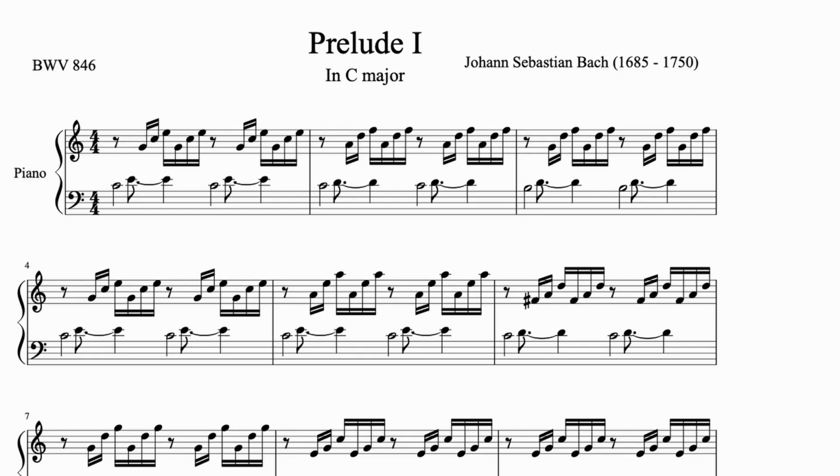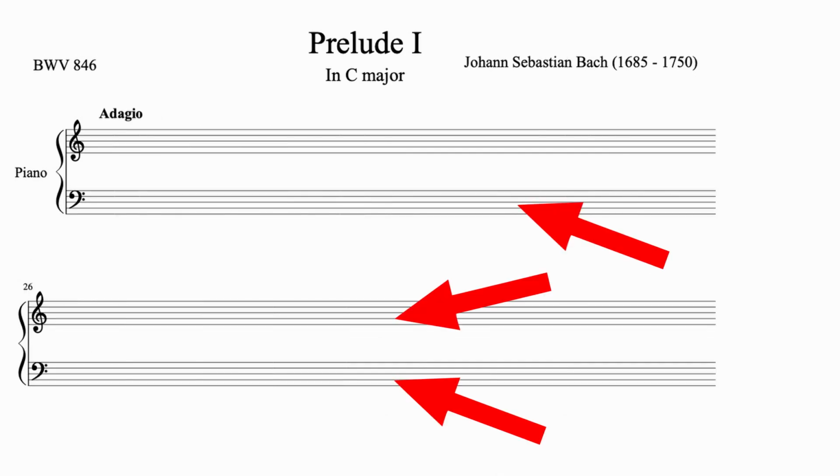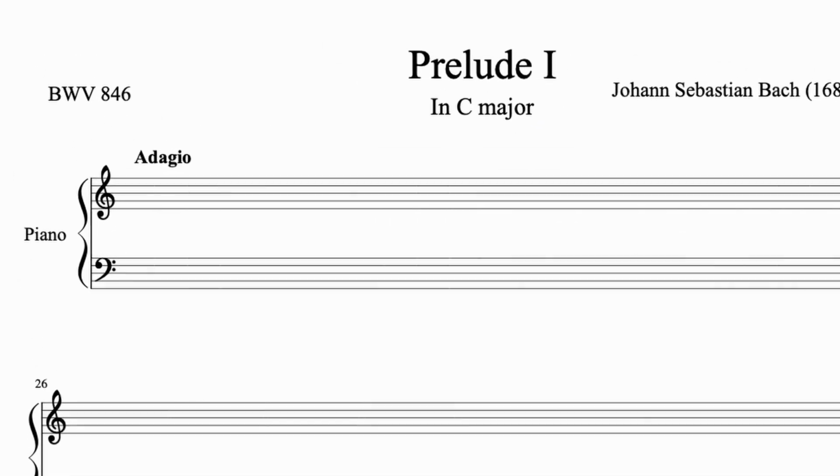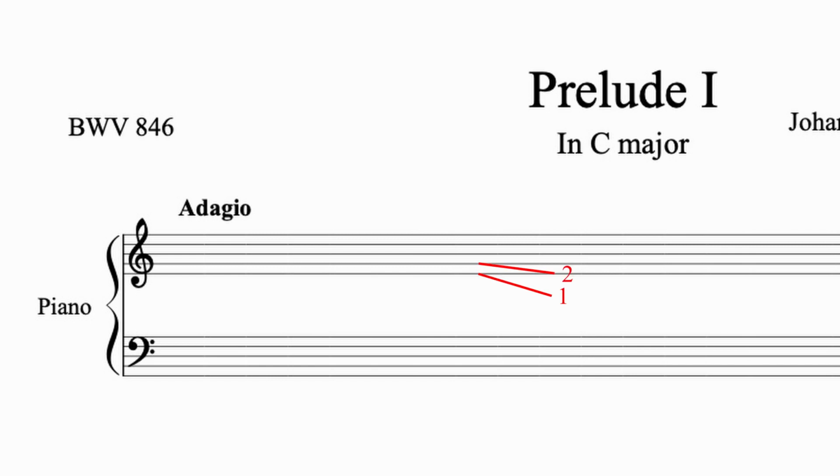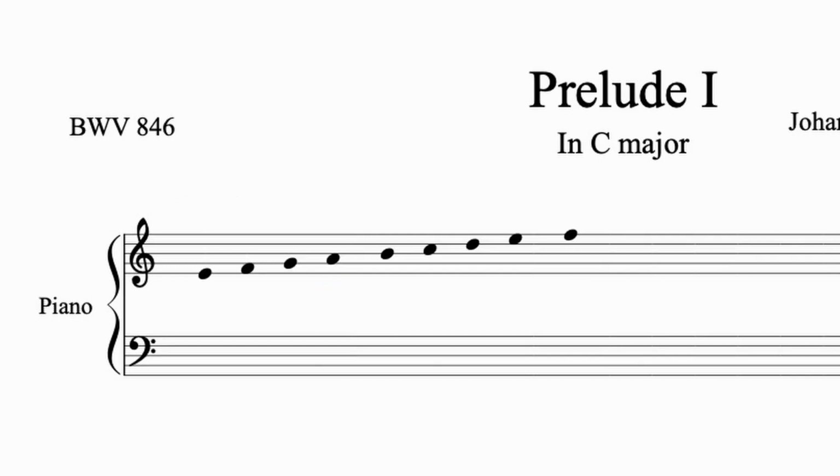So, if you look at any piano score, you'll notice several sets of lines. And each set always has 5 lines. 1, 2, 3, 4, 5. And between those lines you have 4 spaces. 1, 2, 3, 4. Well, on each line and on each space you can place notes.